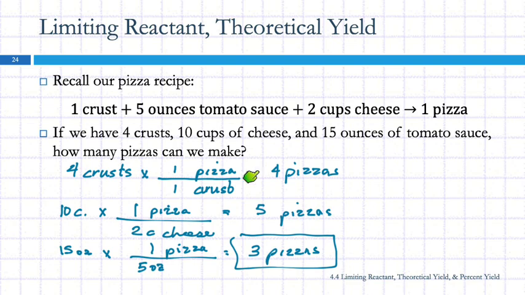Well, can't I just add 4 and 5 and 3 and say, well, I could make 12 pizzas? That doesn't make any sense, does it? It's just the smallest one because it stops there. Any questions?